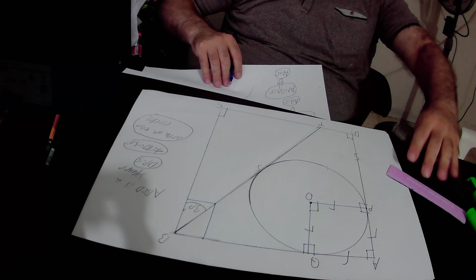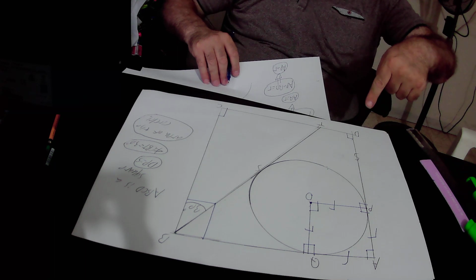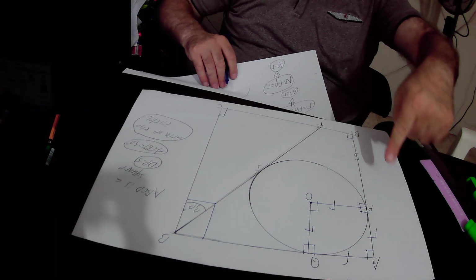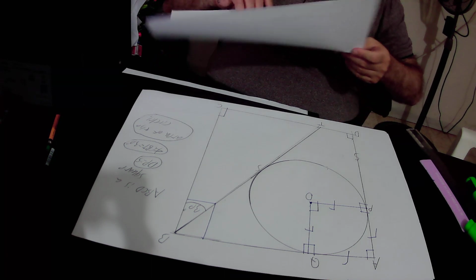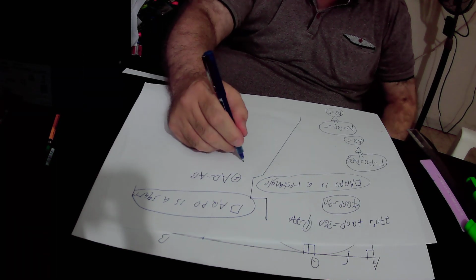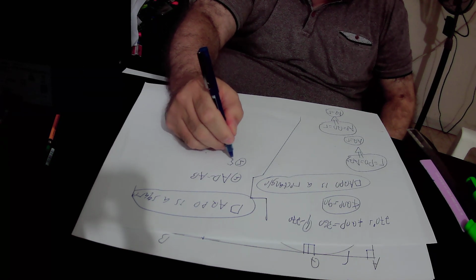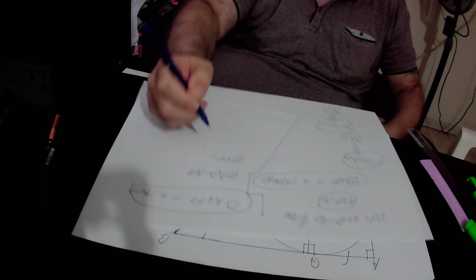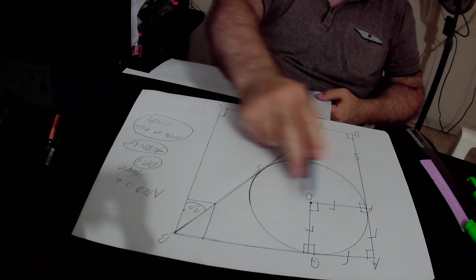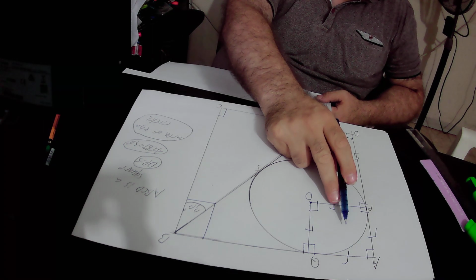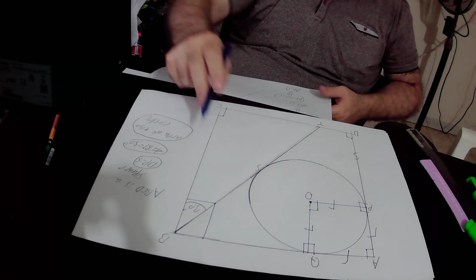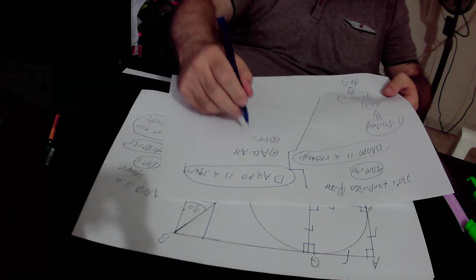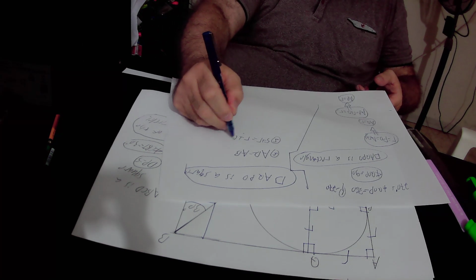What is the length of AD? AD equals 5 plus R, and it is equal to AB. What is the value of AB? AB equals R plus QB.